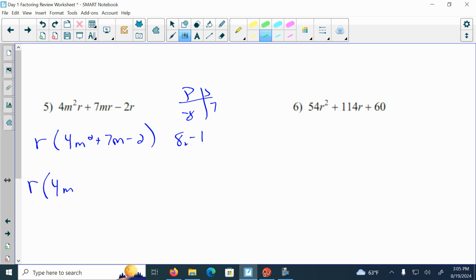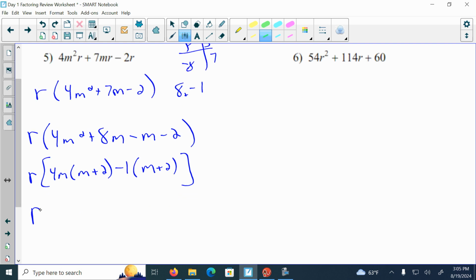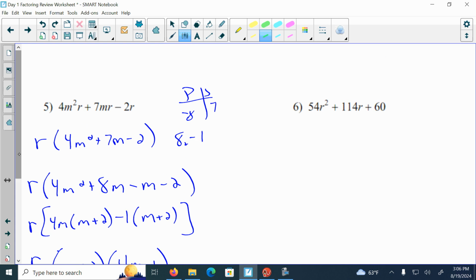And then this is going to be 4m squared plus 8m minus m minus 2. So from the first 2, I can factor out a 4m and be left with m plus 2. And from here, I'm going to factor out a negative 1. And I'm going to go ahead and write that one, m plus 2. So there's the r. Then this is m plus 2, 4m minus 1. Double check your parentheses, make sure nothing else can be simplified.